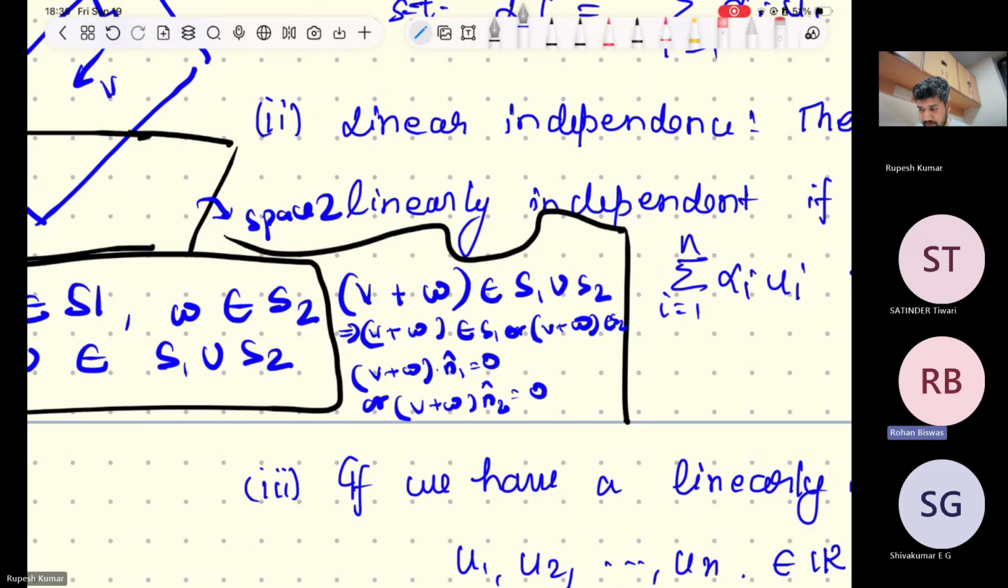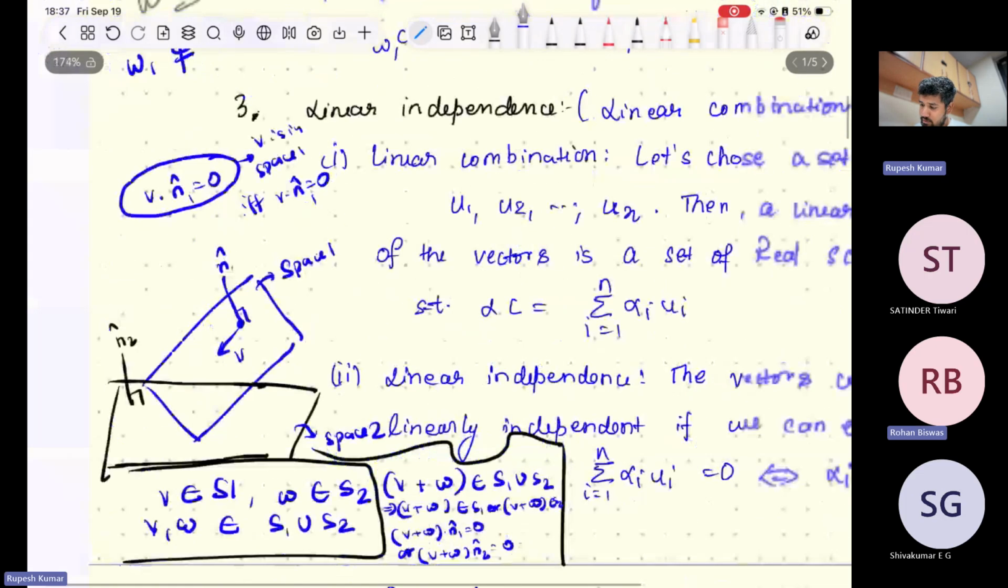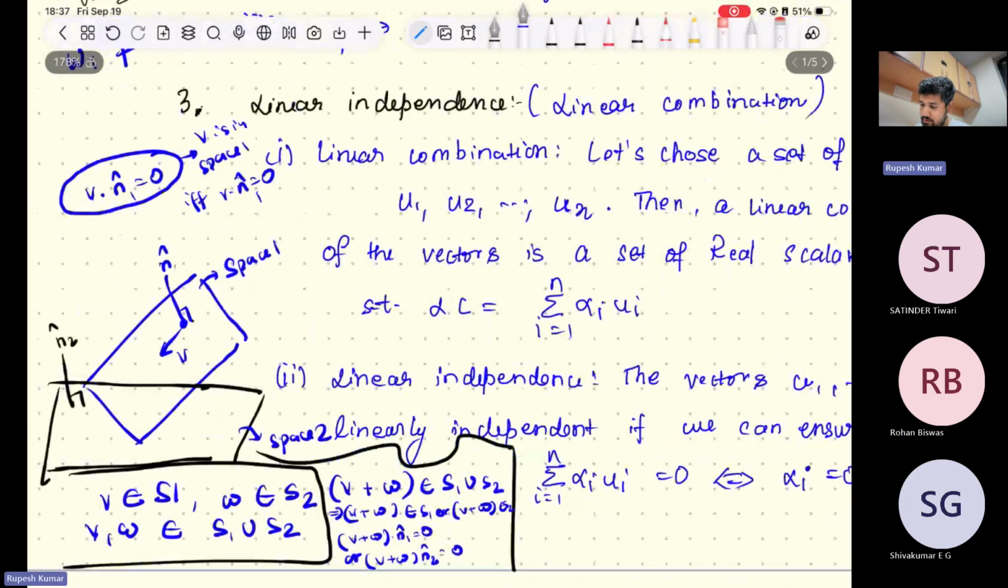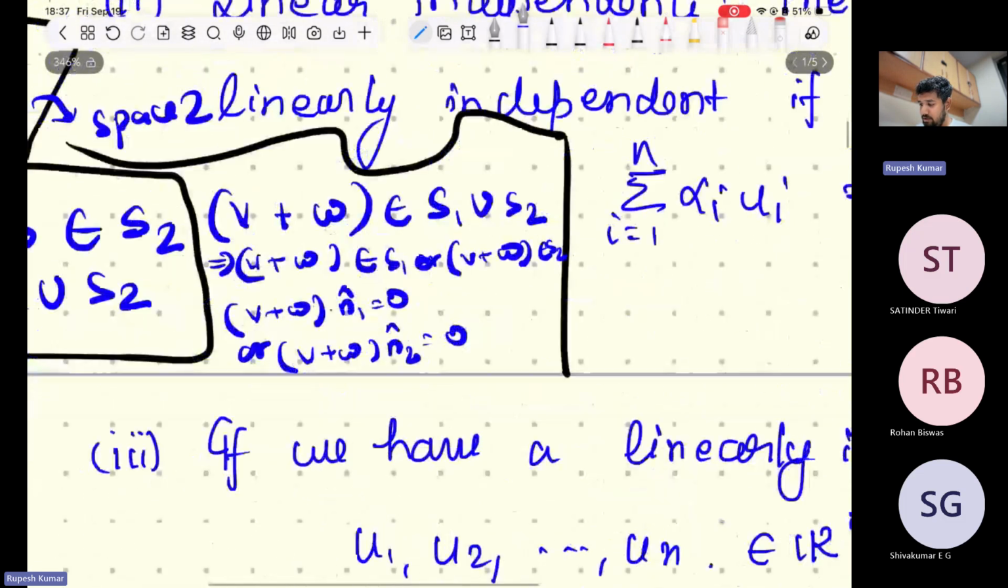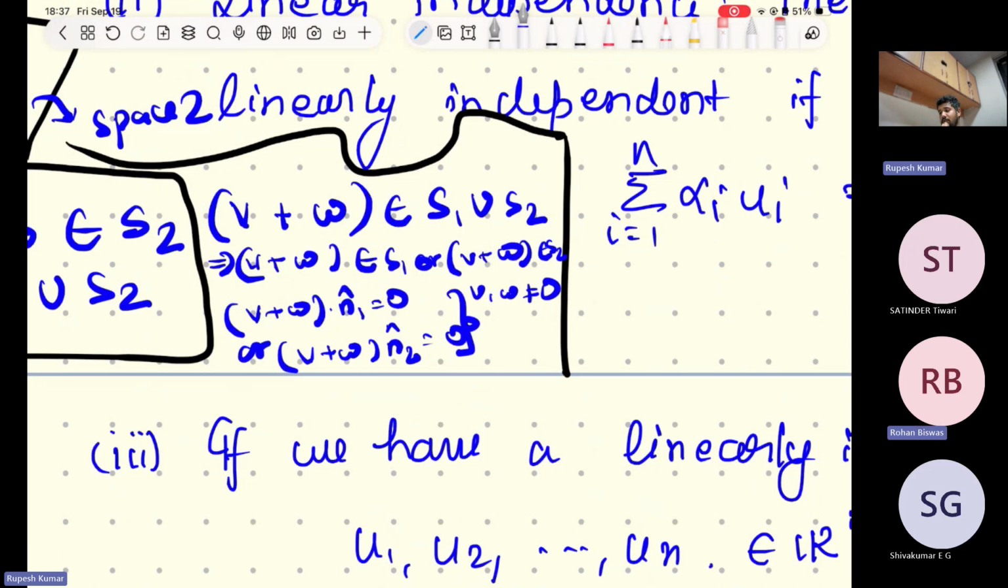Yes, right. But none of them would be zero. What I'm saying is V dot N1 is 0 and W dot N2 is 0. And when V and W are non-zero vectors, you will never find such a set as these. You will never see that this OR condition will be true. Is this clear? Very nice proof.